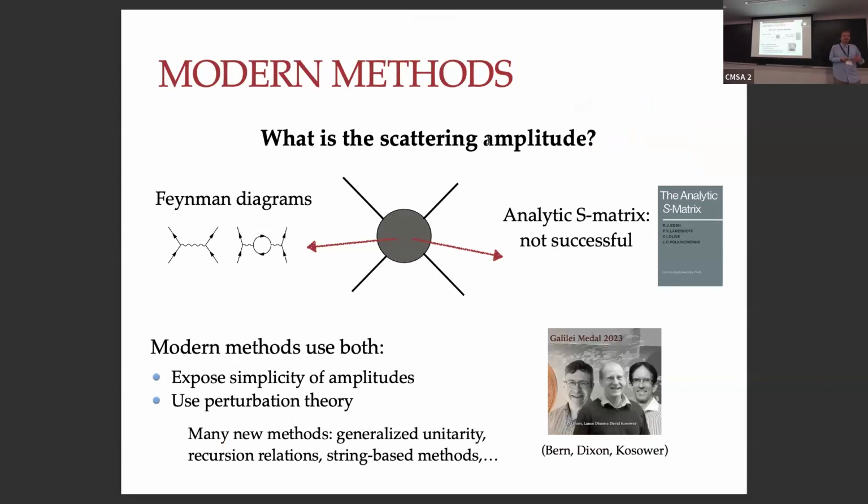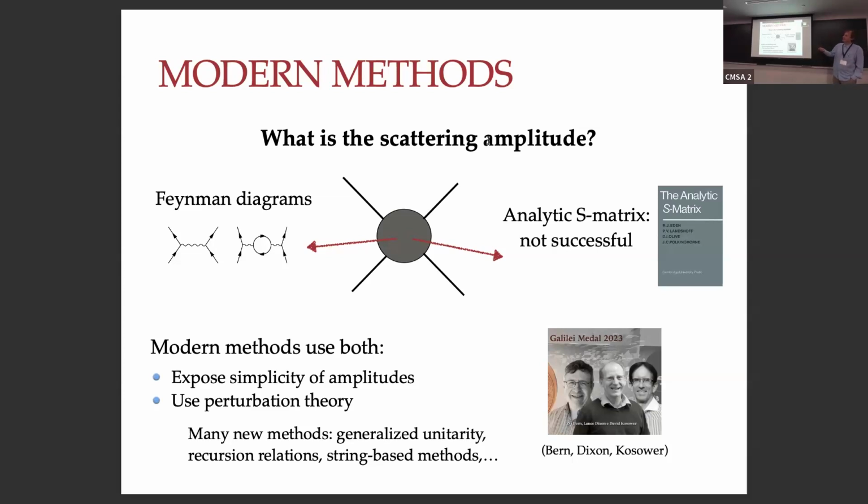Okay, so starting from there, people developed new methods to calculate amplitudes, but they are still built on something that we learned from the Feynman diagrams, and this is doing perturbation theory. It's important to look at the amplitudes order by order in this perturbation theory. Look at these tree amplitudes, which consist only of tree graphs, then 1-loop amplitudes, 2-loop amplitudes, and so on.